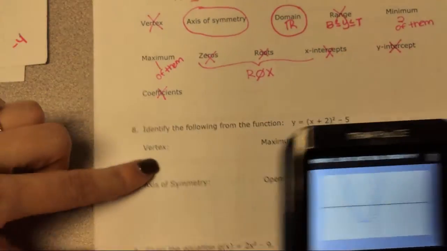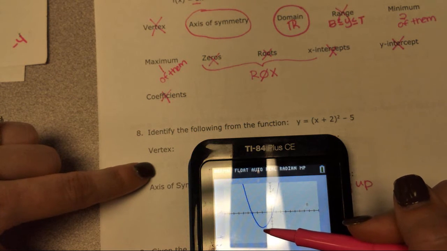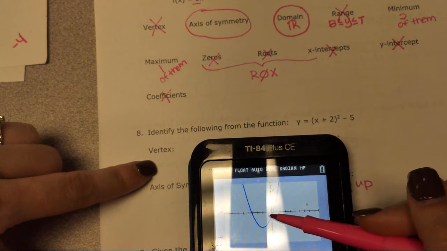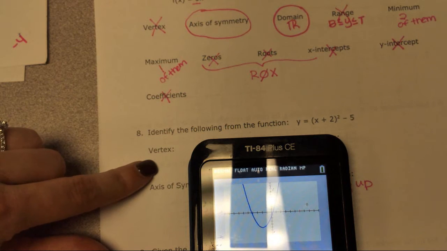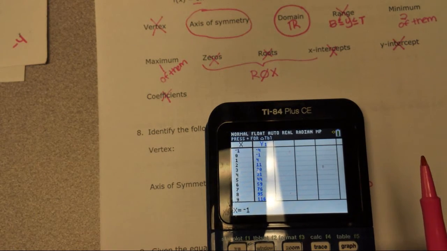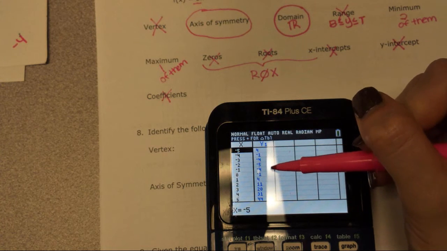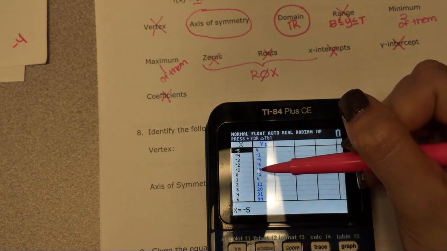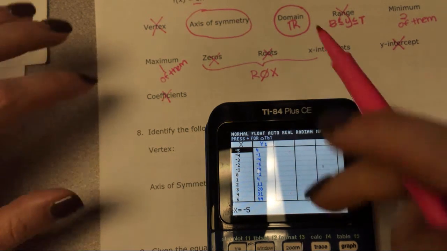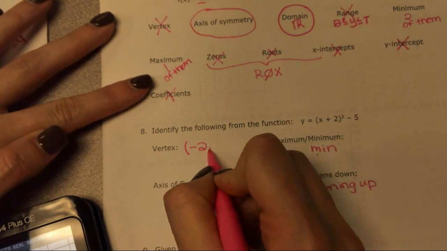Okay, the vertex. We know the vertex is at -2 something, or around in there, but it's hard to see. So I'm going to go to my table, second graph, and we're looking for our pairs to find the vertex. So 4 goes with 4, -1 with -1, -4 with -4, and right in the middle is -2, -5. That is our vertex.